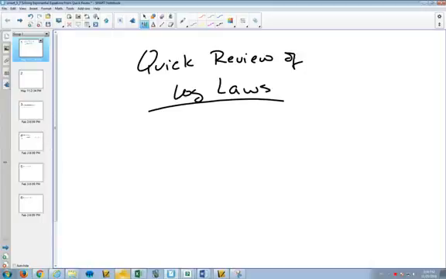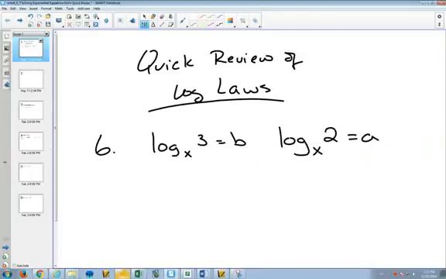Okay, so on question number 6, you were given that log base x of 3 is equal to b, and log base x of 2 is equal to a. And you have to use your log laws in order to write log x of 9 in terms of a and b.